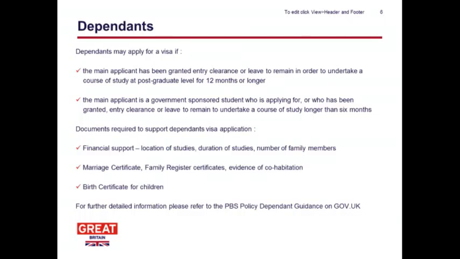Marriage certificate, family register certificates and evidence of cohabitation also need to be shown, and birth certificates for children. For further detailed information, please refer to the PBS Policy Dependent Guidance on gov.uk.